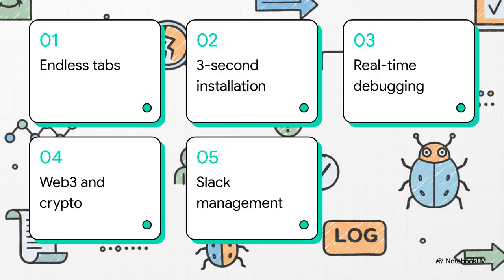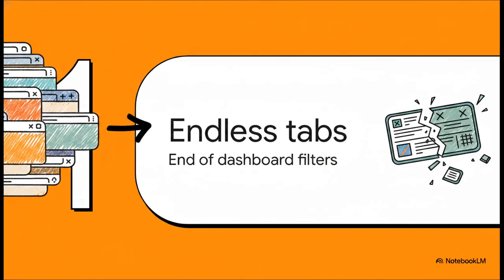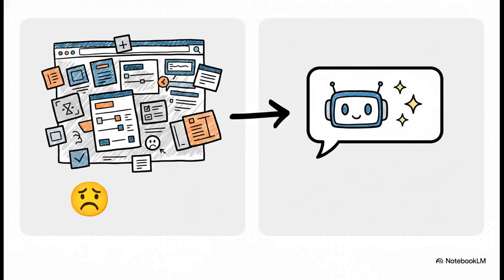Let's get into it. Okay, section 1, the end of endless tabs and the end of dashboard filters. Think about it. The old way literally forced you into this maze of endless dashboard filters. You were doing triage and evaluation totally manually across half a dozen different screens. But the new way? It is just one single MCP tool call right inside your coding agent's chat.